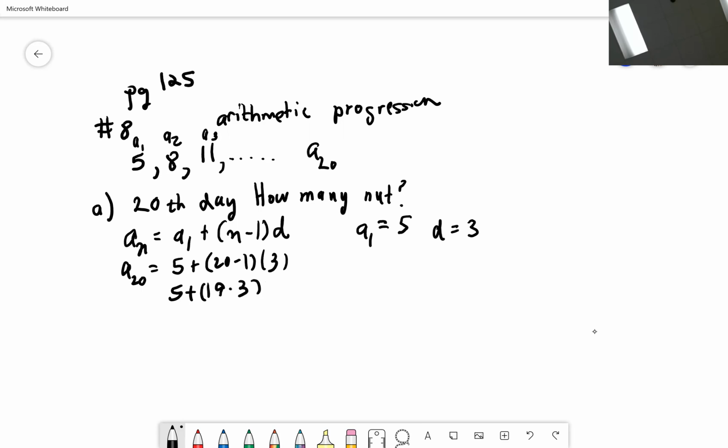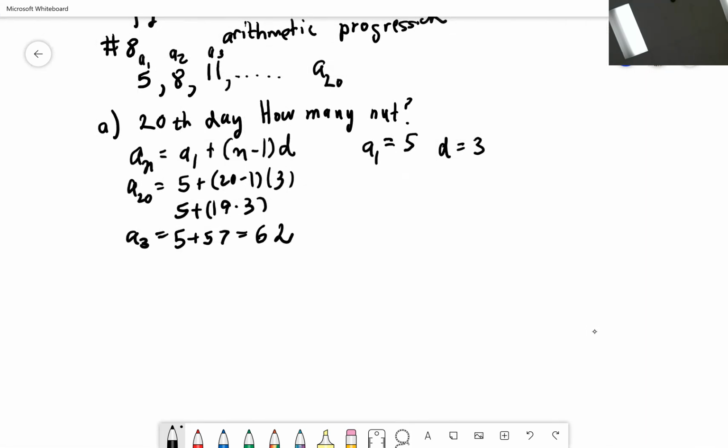What's 19 times 3? Well, 9 times 3 is 27, carry the 2. 3 times 1 is 3 plus 2 is 5, so 57 plus 5. So how many nuts will he have? 62. Agreed? Okay.